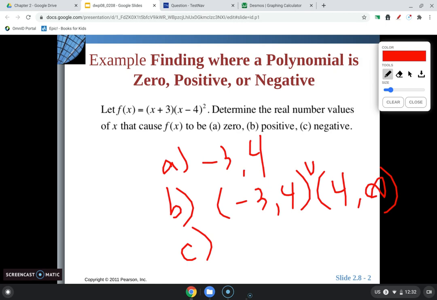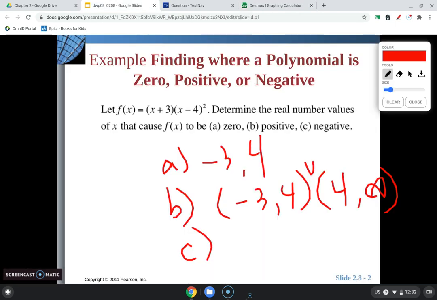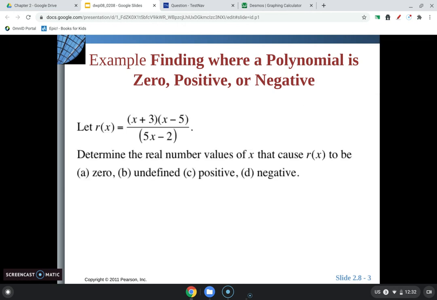And then where is it negative? Well, we look at Desmos again, and it's negative from all the way to -3. So from negative infinity to -3. So look at the graph, find the zeros, determine where it's 0, positive, and negative. All right, let's try that again.